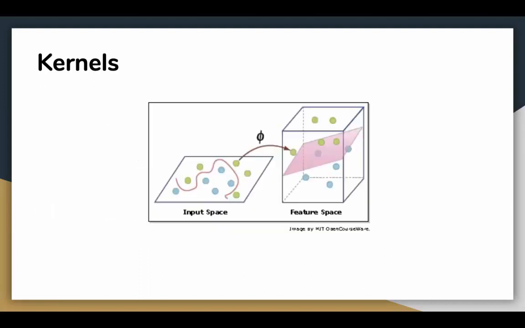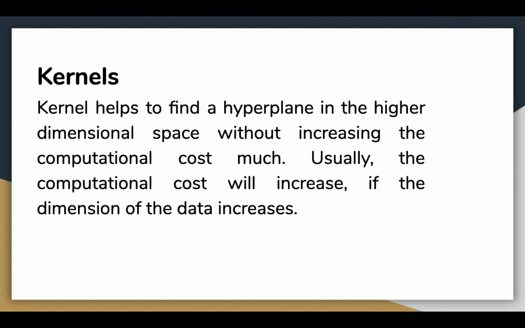As shown in the figure, it is impossible to find a line to separate the two classes green and blue in the input space. But after projecting the data into higher dimension, we were able to classify the data using a hyperplane. Hence, kernel helps to find a hyperplane in the higher dimension space without increasing the computational cost much. Usually, the computational cost will increase if the dimension of the data increases. The mathematics behind how kernels work is out of scope for this video.